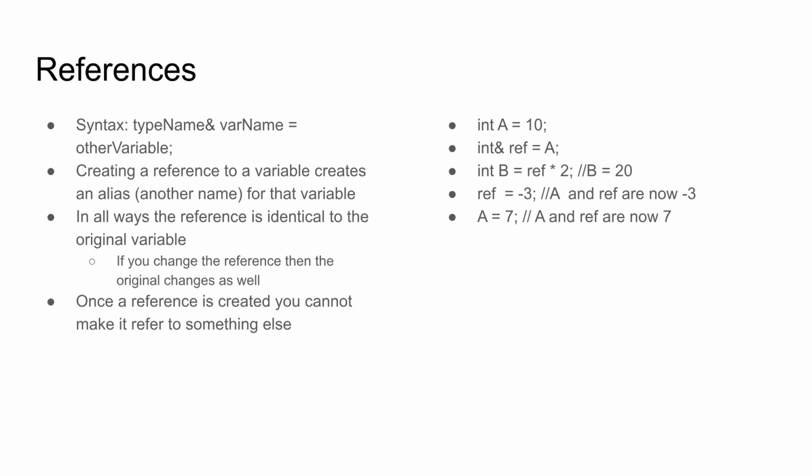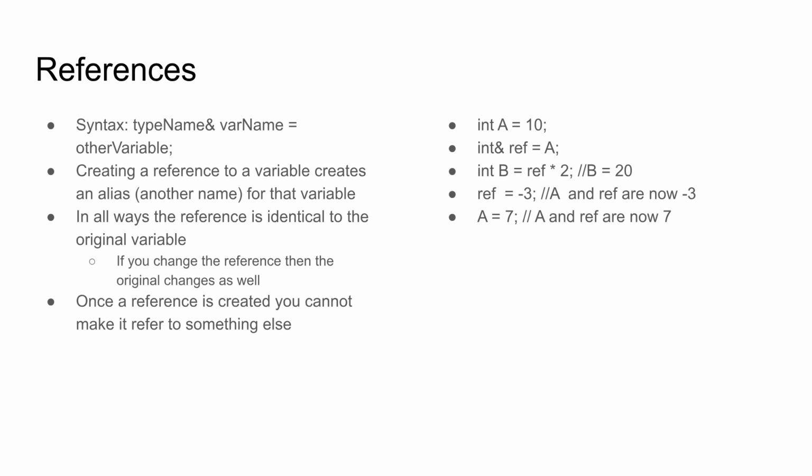The other modifier that you can put on your variable is to make it a reference instead of making it a new variable. So when you declare your variable's type, you add an ampersand afterwards. And you have to make sure that when you do declare a reference, it has to be assigned to another variable when you create it.